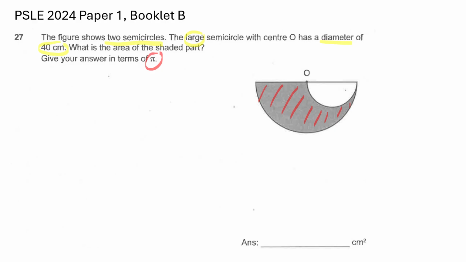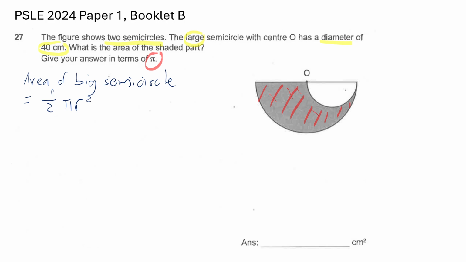So in order for us to be able to find the area of this shaded part, we need to find the area of the big semicircle first. Right, so area of big semicircle equals half pi r squared. Why half? Because it's just a semicircle. In order to be able to find the answer, we need to find the radius.